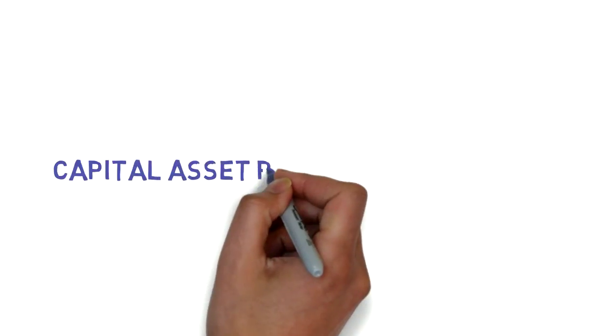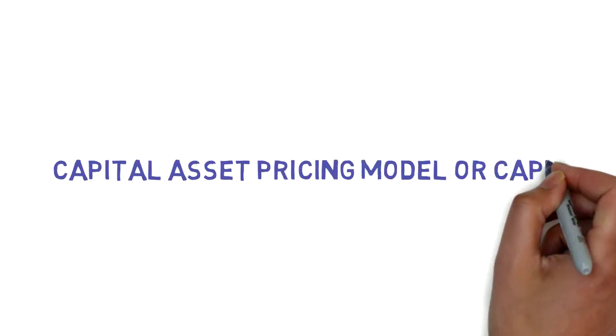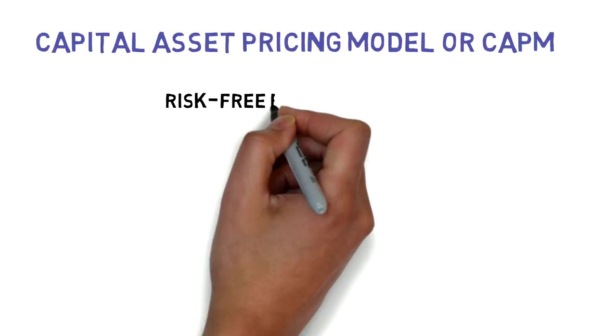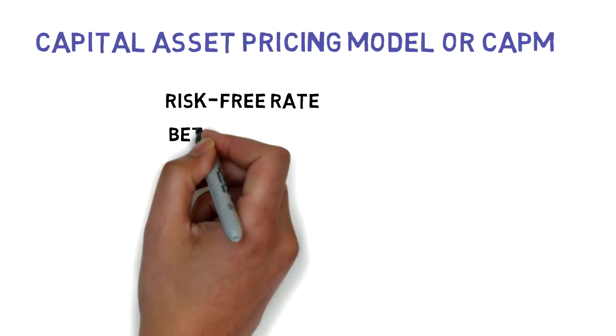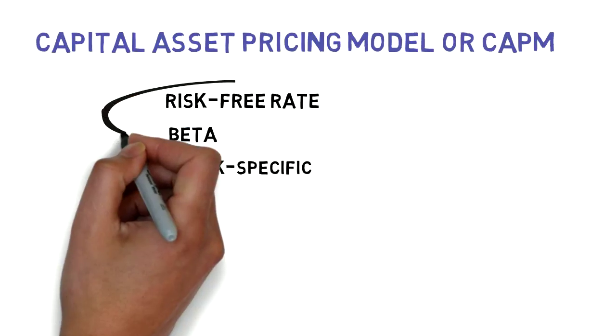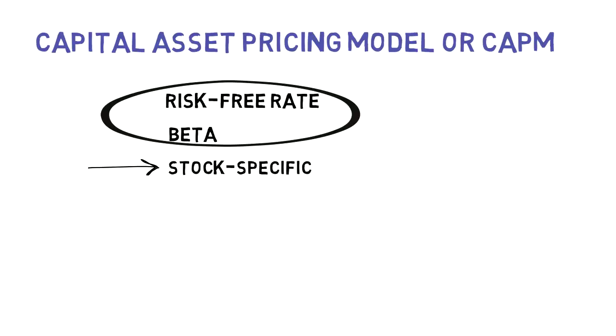Analysts commonly estimate the cost of equity capital using the capital asset pricing model, or CAPM. The CAPM equates the expected return on a particular asset to the sum of three components: the risk-free rate, the beta risk, and the stock-specific risk. The first two components are used in estimating the cost of equity capital. The third component, the stock-specific risk, is the risk that is diversified away in a large portfolio.